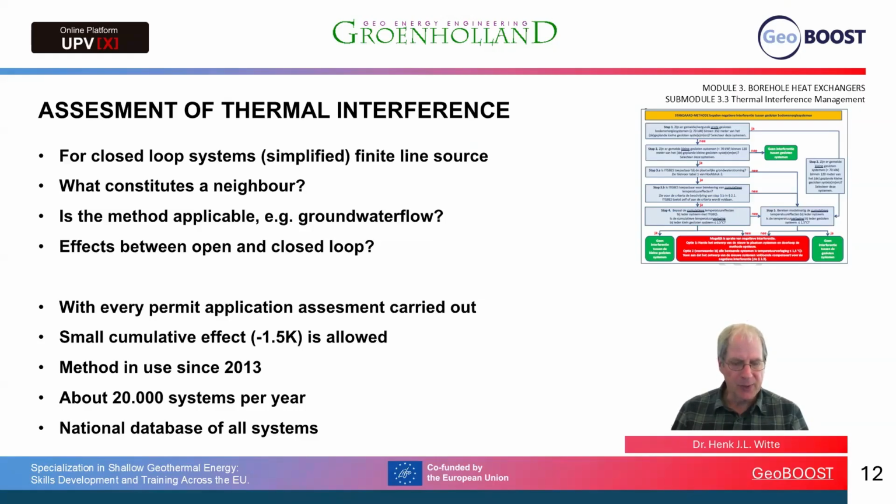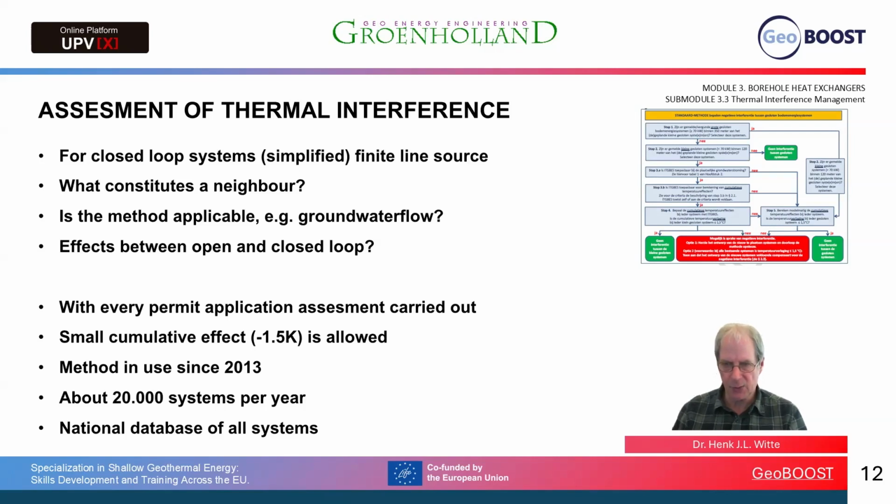There are a number of questions when we do this approach. For instance, what is actually a neighbor? Do we need to consider all the systems in the Netherlands, or do we need to consider only the next door neighbors? Another question is whether the method that we employ is applicable, for instance, with regard to groundwater flow. And another question is how do we deal with possible effects between open loop systems or between open and closed loop systems?